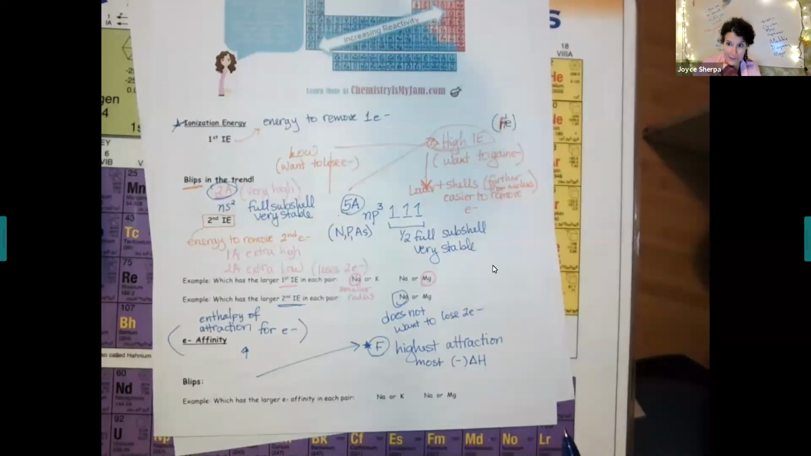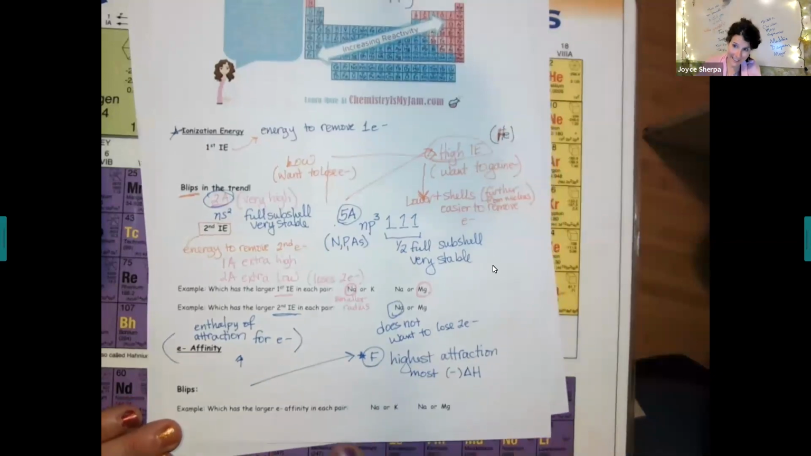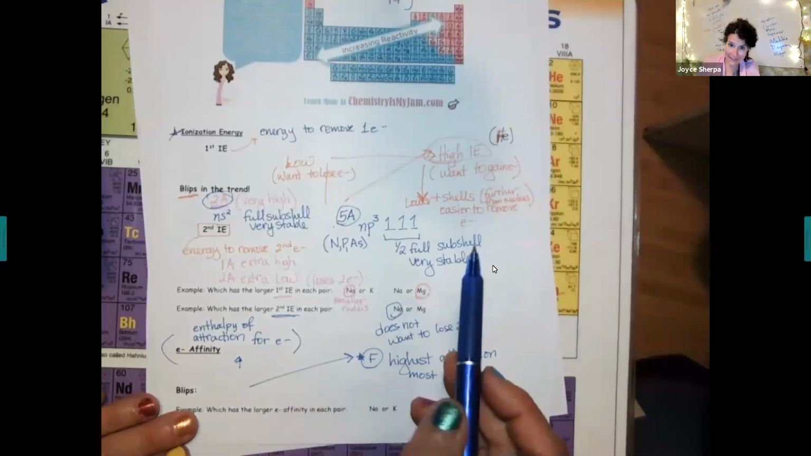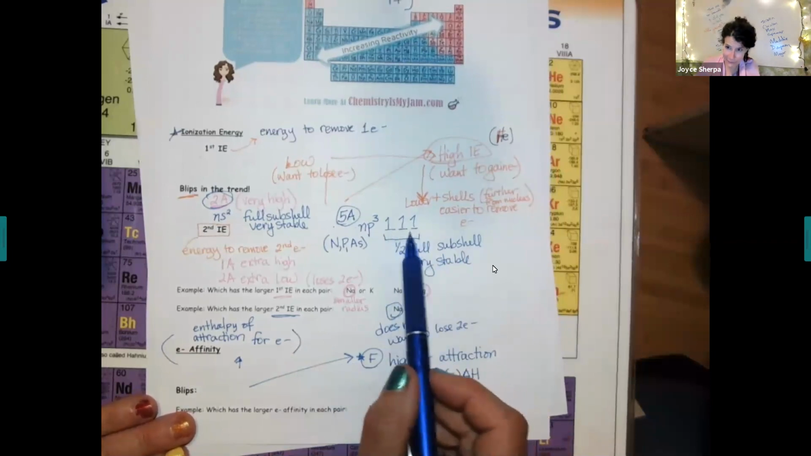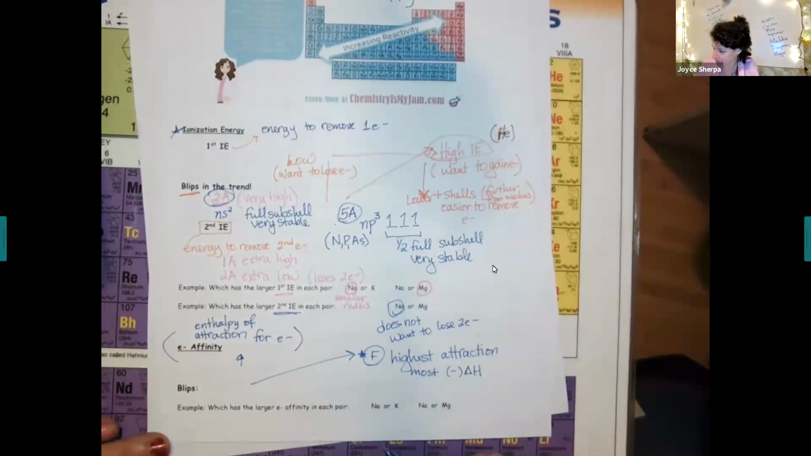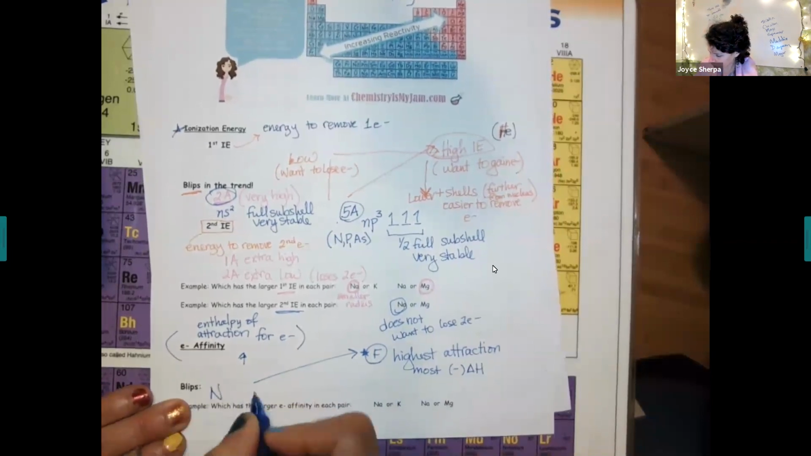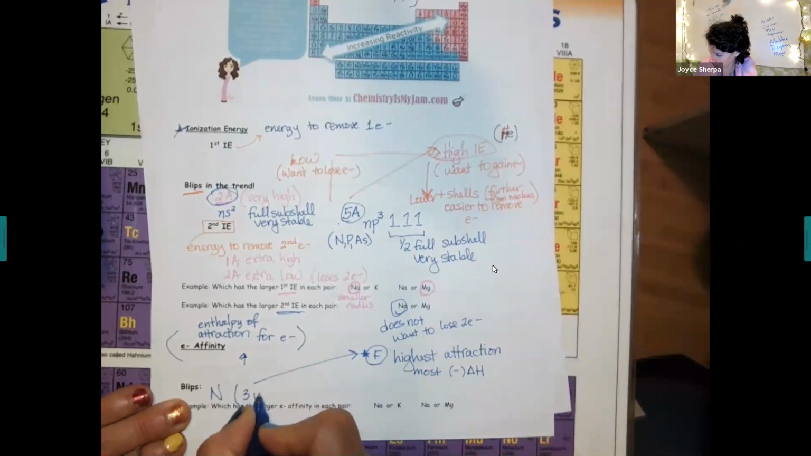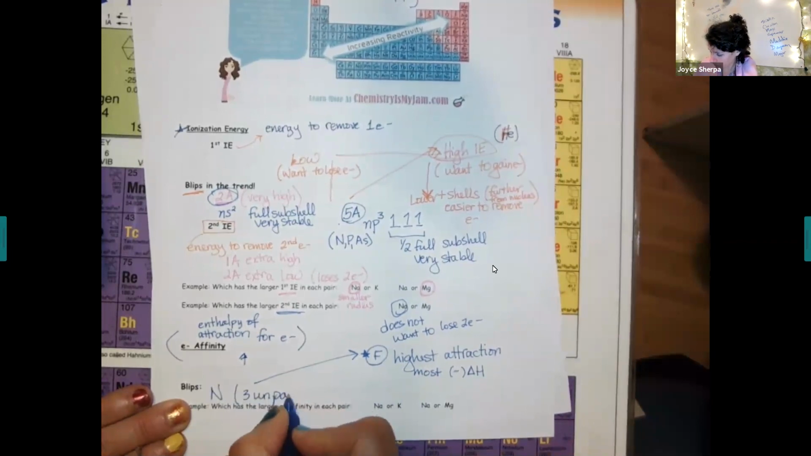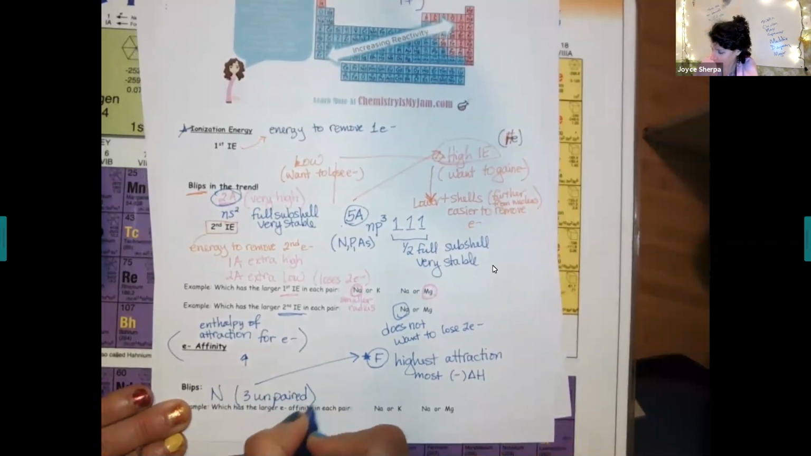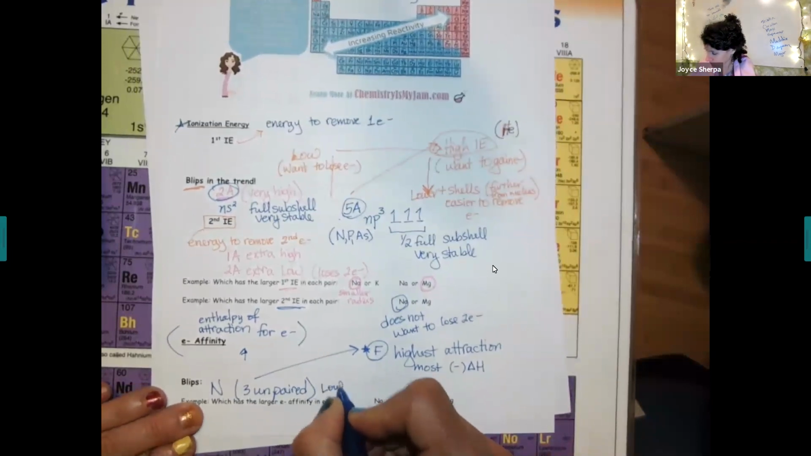Yeah, remember delta H's. All right. But the trend is that way. Again, you're going to see weird blips that nitrogen doesn't want another one because of that. So you're going to see the same blips. So nitrogen, because of the 3 unpaired. So 3 unpaired is stable. So nitrogen is really low attraction.